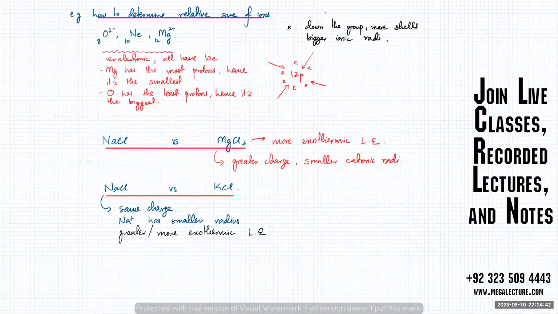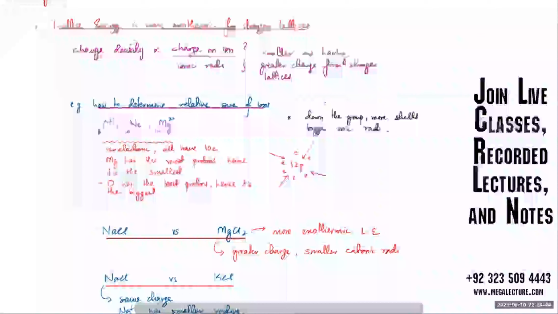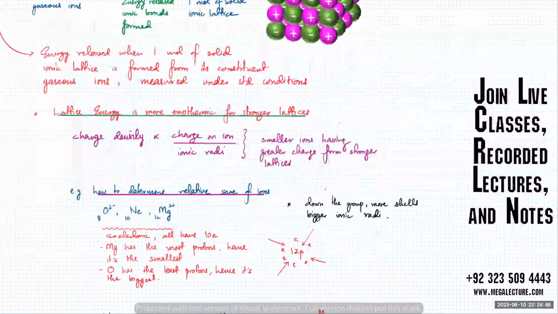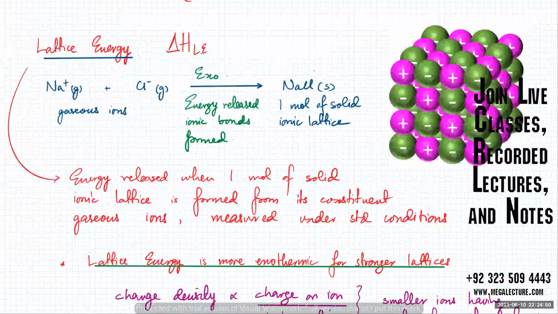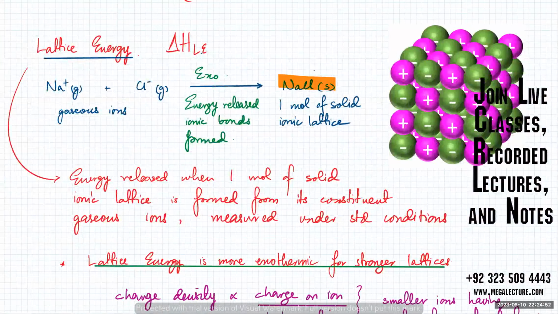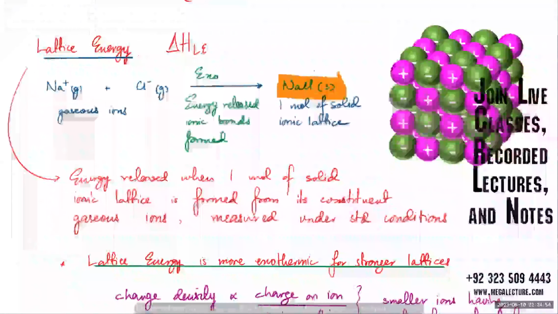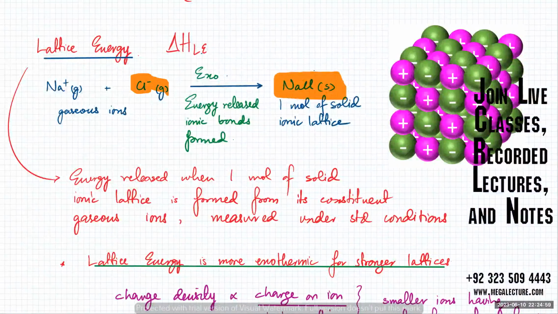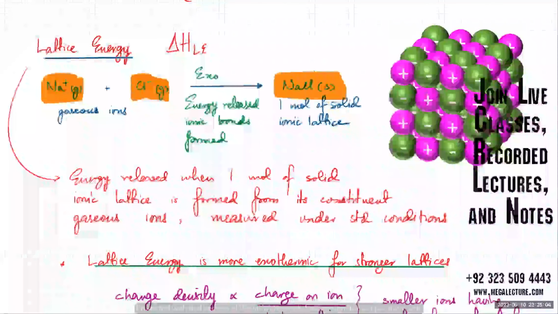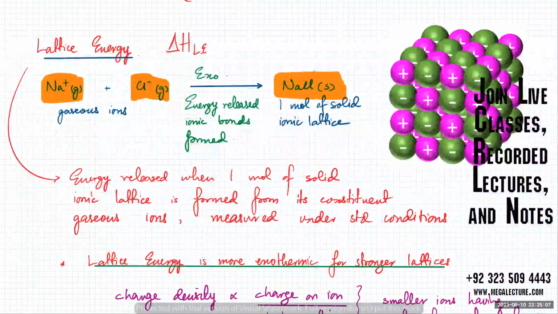Yeah. So lattice energy is the energy that is released when 1 mole of solid ionic lattice is formed from its constituent gaseous ions. Not the elements, sorry, 1 mole of ionic lattice is formed from its gaseous ions.